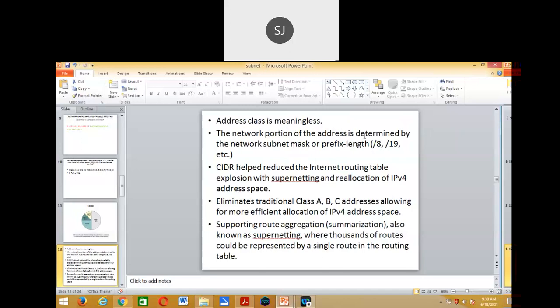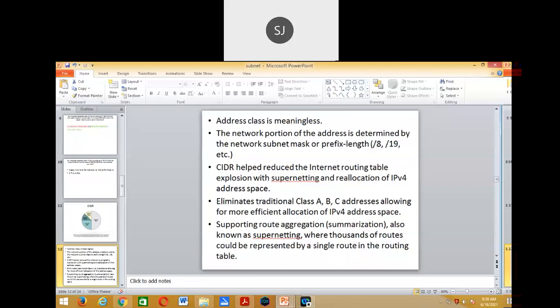The network portion of the address is determined by the network subnet mask or the prefix length. So whatever you mention after writing the IP address, suppose 192.168.10.1 slash 8, that means 8 bits are used for network ID. The number after the slash indicates how many bits are used for network ID. So slash 19 means what? It indicates the number of bits reserved for network ID. So now there is no class at all. It is flexible now.